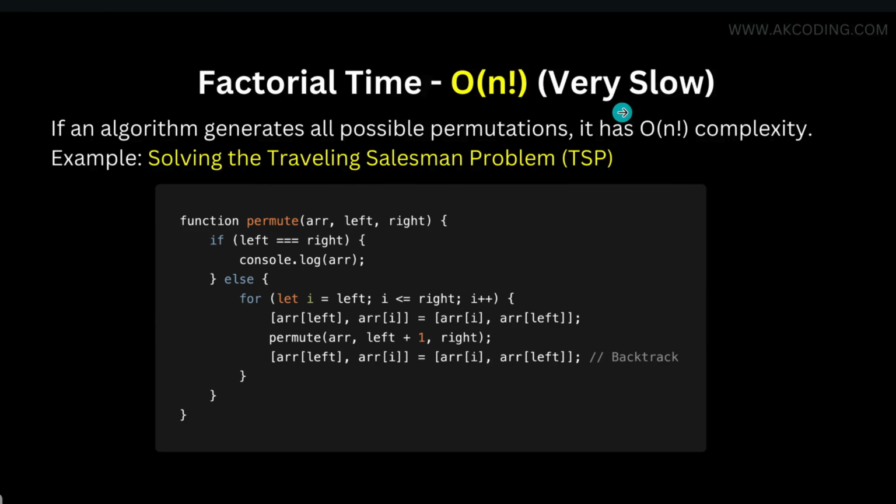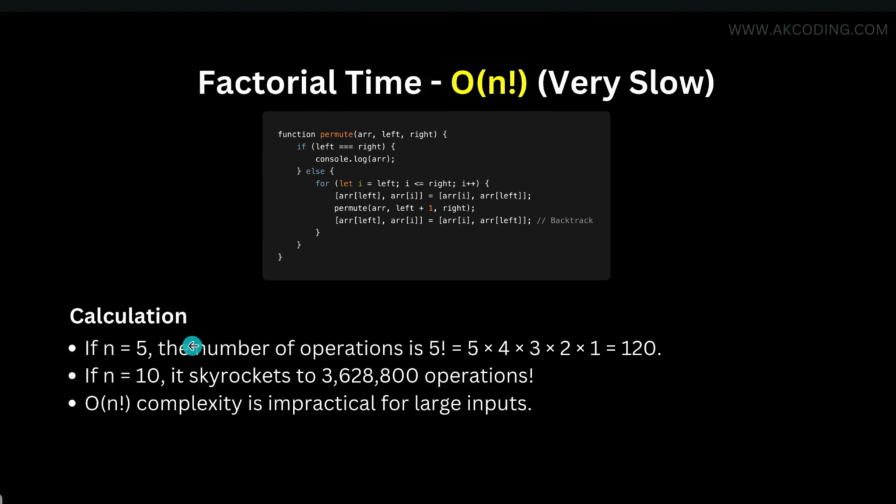Factorial time, which is very slow and impractical, so always ignore this kind of implementation. That will take a huge amount of time, right? Here in calculation you can see if n is 5, then it will require 120 operations, and if the size increases to 10, then it will skyrocket, so it is impractical for large input size.